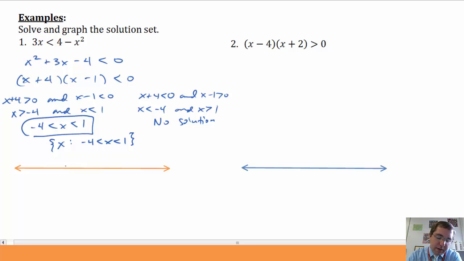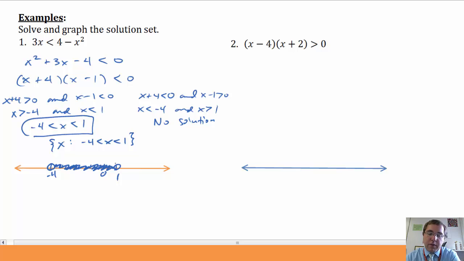And then we would graph it. Negative 4, negative 3, negative 2, negative 1, 0, 1. And x is going to be between negative 4 and 1, but not include negative 4 or 1. So we graph these just like we've graphed inequalities before.